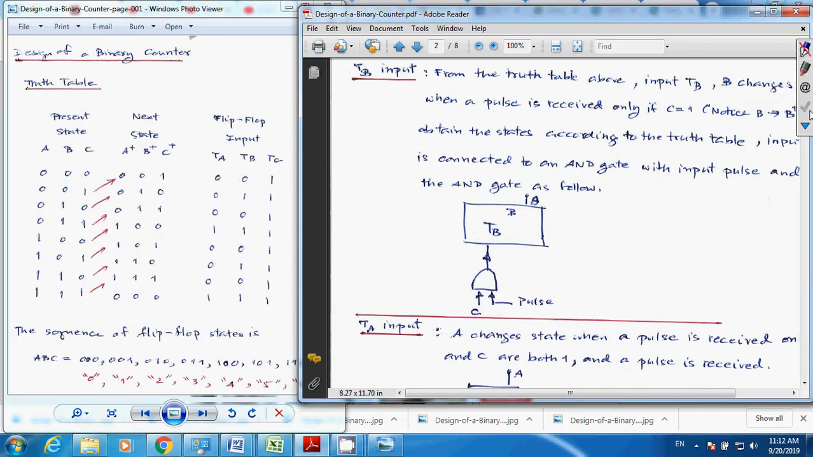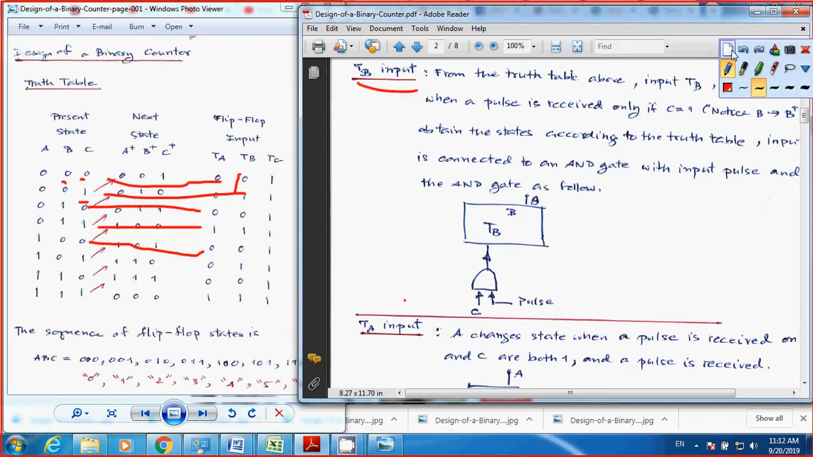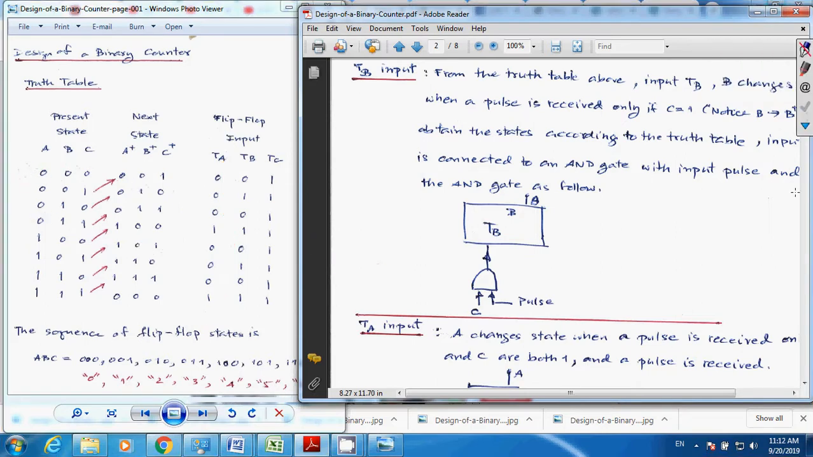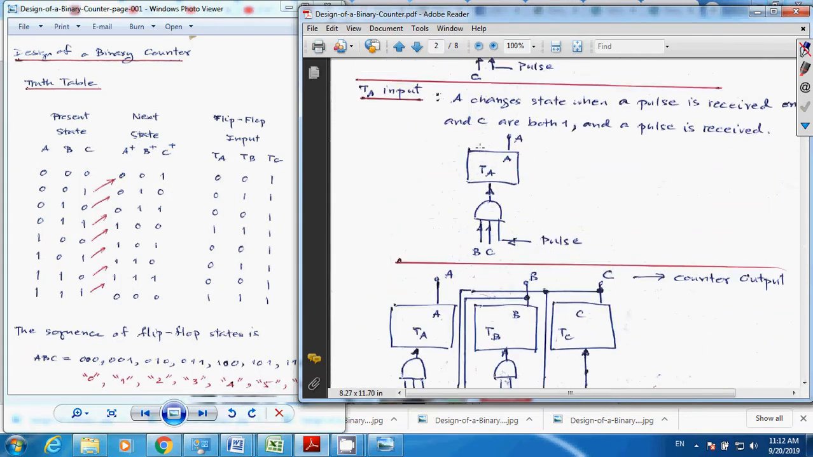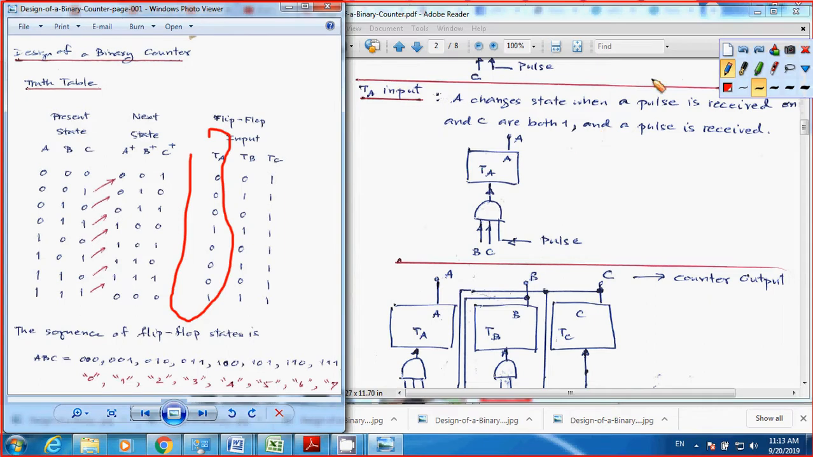Now it works the same way, similar to TA. Okay, this is your TA. It means that this will follow the 3 input AND gate, when you have the inputs B, C, and pulse. You take a look at the truth table. So you still use the AND gate, right? But it becomes a 3 input AND gate.